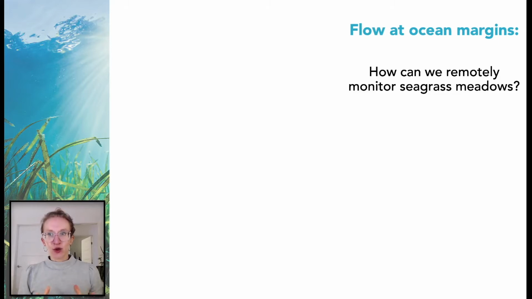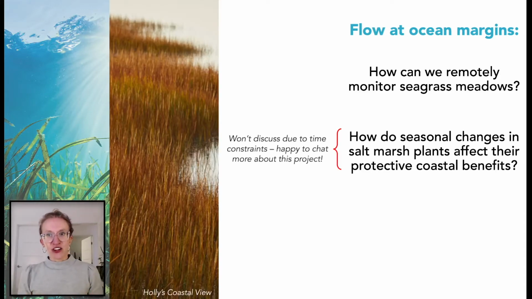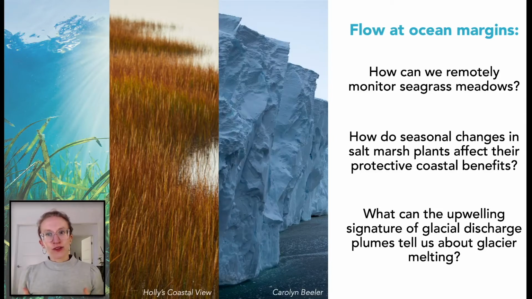So here I'm going to give you a very brief snapshot about 3 different research questions that my group is currently studying. The first question is how can we remotely monitor seagrass meadows? Then we'll talk about how do seasonal changes in salt marsh plants affect their protective coastal benefits. And finally, I'll talk briefly about the upwelling signature of glacial discharge plumes and what that might be able to tell us about glacier dynamics and melting.